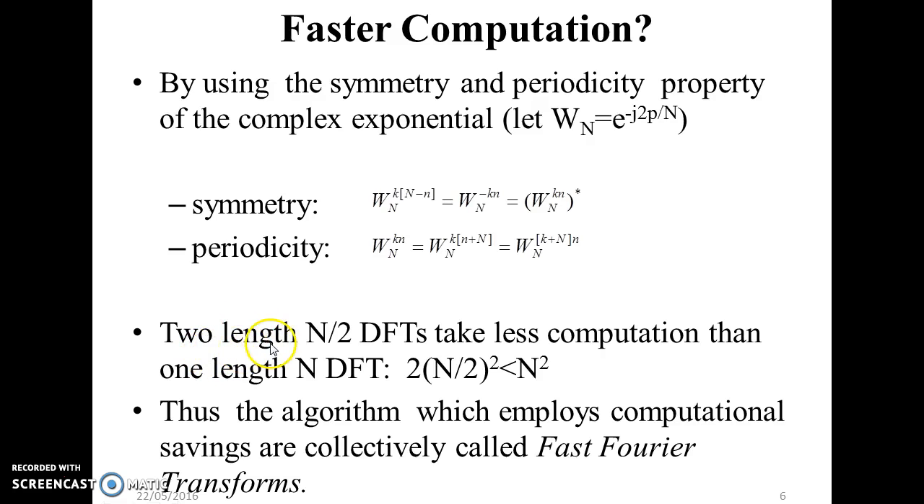That is, two length N by 2 DFTs take less computation than one length N DFT. 2 N upon 2 square is less than N square. Thus, the algorithms which employ computational saving are collectively called fast Fourier transforms.